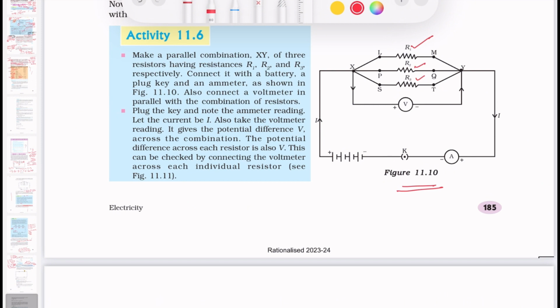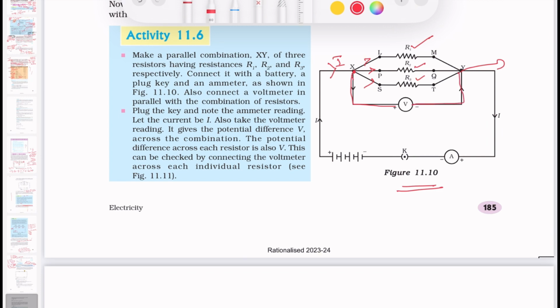one below the other, and you could see the current I coming to the point X, entering the point and getting distributed to R1, R2, R3. Again current comes out of the point Y. So when I want to connect the potential difference, I connect it across the plug points.